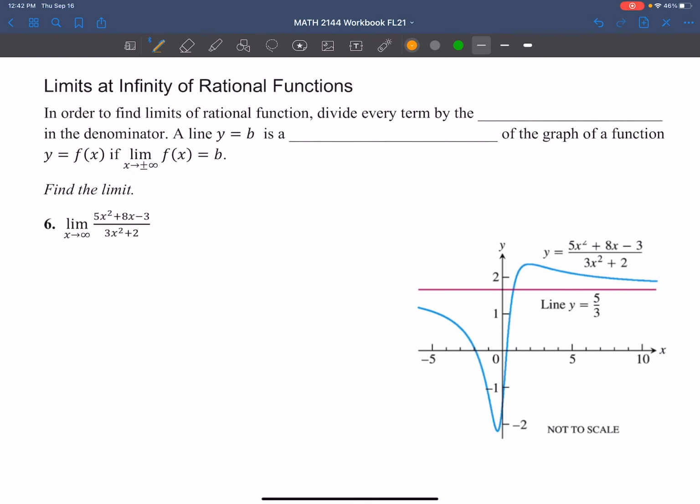So this is essentially the process that MyMathLab is going to recommend in the View an Example, and it's technically the proper approach, but I think that we can rely on some former knowledge to help us out. In order to find the limits of rational functions, we're going to divide every term by the highest power of x in the denominator.